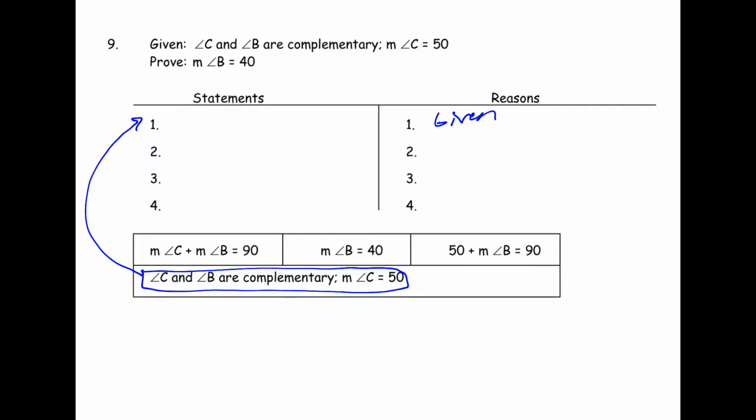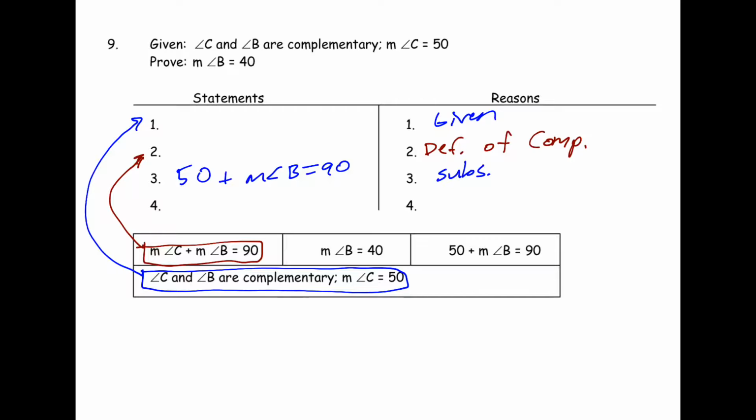Number 9, we start off with angles C and B are complementary, and the measure of angle C is 50. Those are given. Then we can use the definition of what it means for these angles to be complementary to say that they add up to 90. Then we'll substitute in the known value of the measure of angle A. And after we subtract 50 from both sides, we get what we're trying to prove, that the measure of angle B is 40 degrees by the subtraction property of equality.